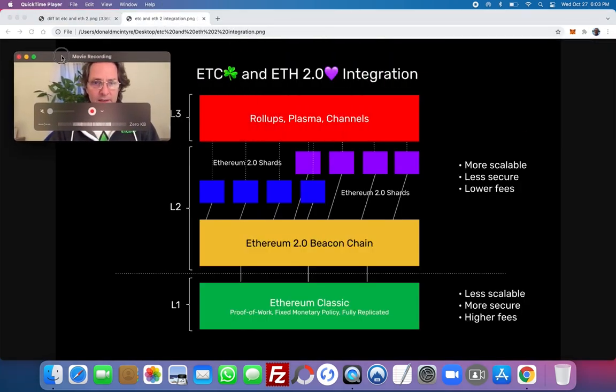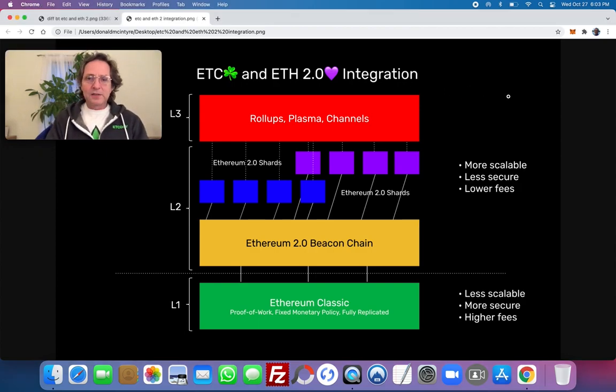So here in this diagram, I more or less illustrate not only the differences between Ethereum 2.0, which is this segment here, L2 and L3, and Ethereum Classic, that is here in the layer 1. But I am also showing here what I think is going to happen, even if the people of Ethereum don't like it. It's something that is just a physical reality and it's going to happen naturally. It's the vertical integration between Ethereum 2.0 and Ethereum Classic.